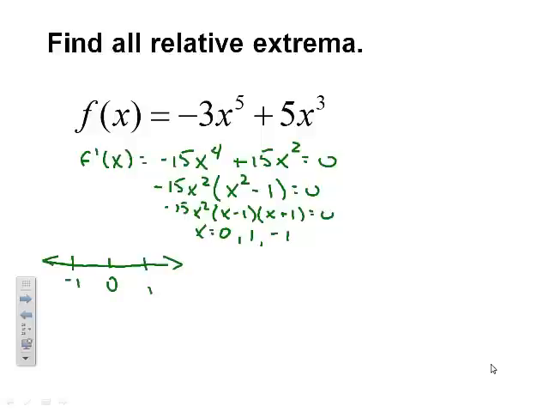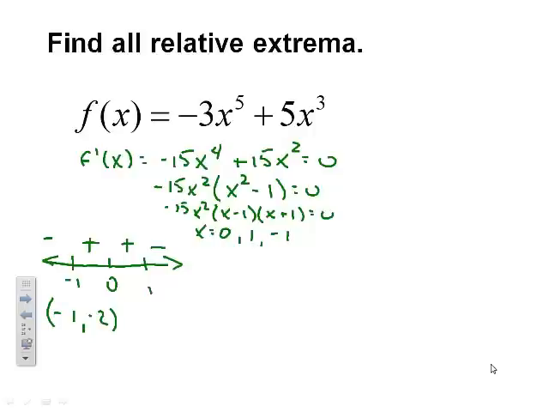And the next thing I'm going to do is pick some numbers to plug into the derivative function. If I plug negative 2 into the derivative function, my value winds up being a negative answer. So I can put a little negative there in that region. Then I would plug negative 0.5 into the derivative, and I would get a positive. Then I would plug positive 0.5 into the derivative, and I would get a positive, and then I would plug 2 into the derivative, and I would get a negative.